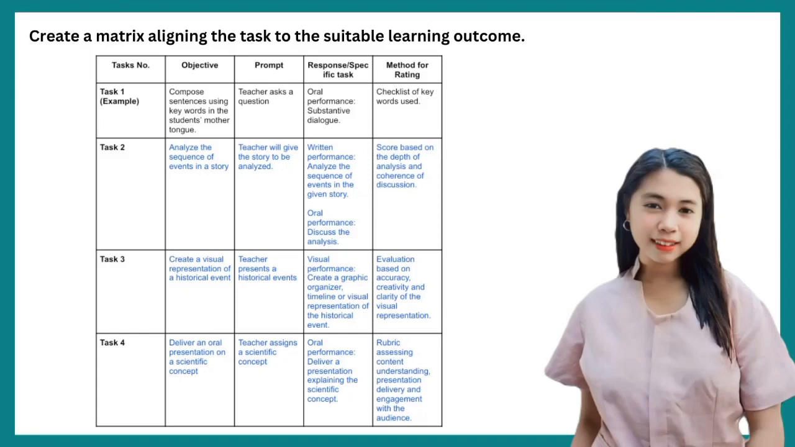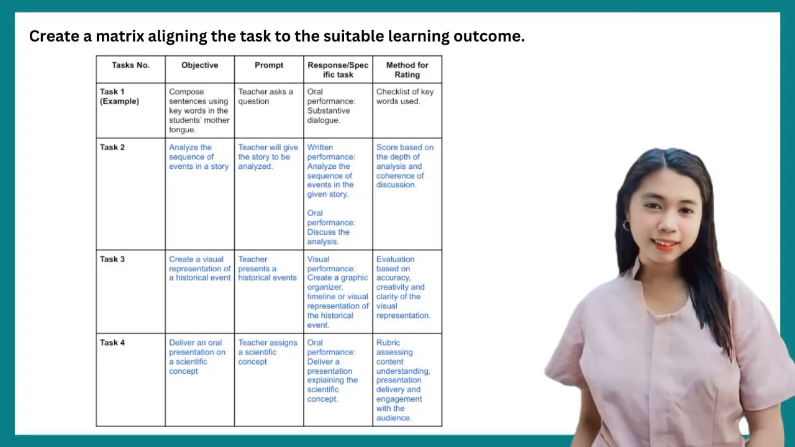Task 2: the objective is to analyze the sequence of events in a story, and in the prompt the teacher will give the story to be analyzed. The response-specific task is written performance: analyze the sequence of events in the given story. Oral performance: discuss the analysis. The method for rating is a score based on the depth of analysis and coherence of discussion.